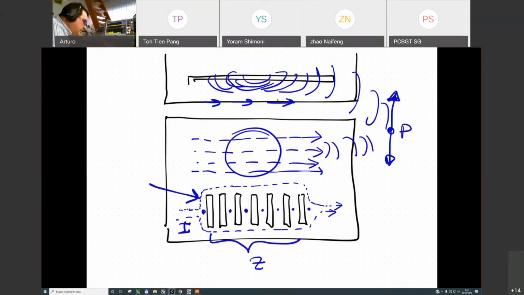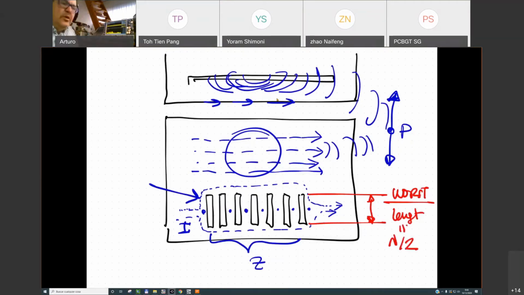The worst situation is when the longer dimension in the slot, in this situation, this one, is equal to lambda over 2. This is the worst situation.